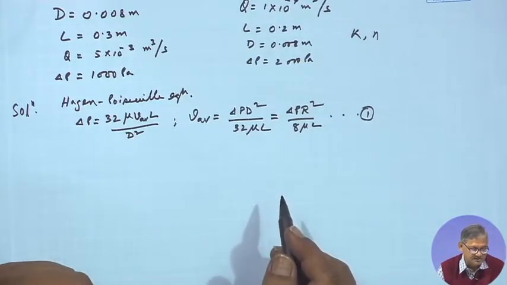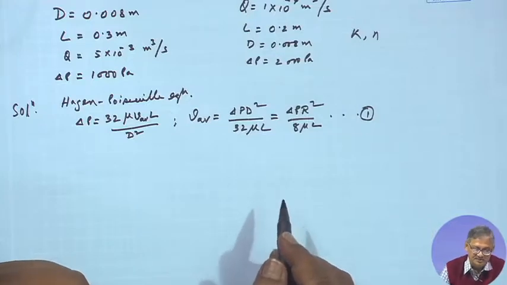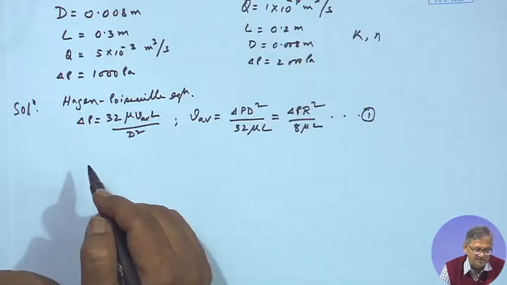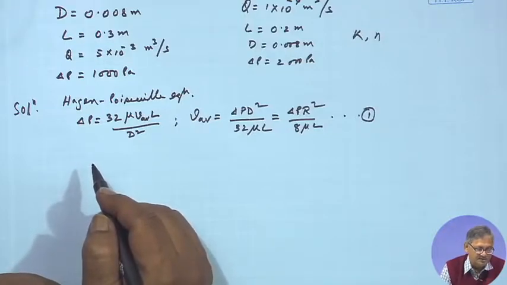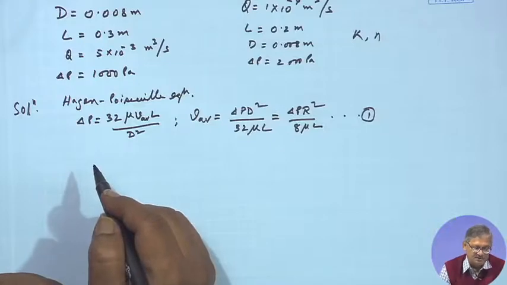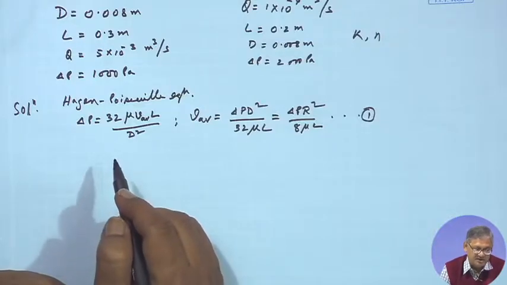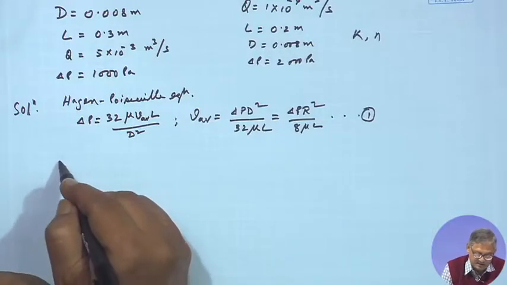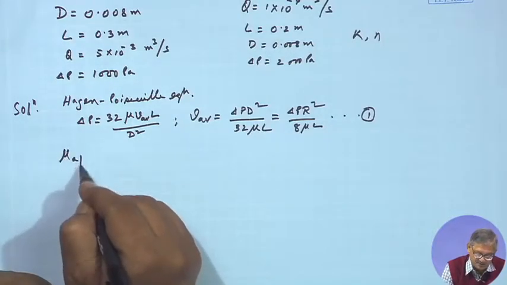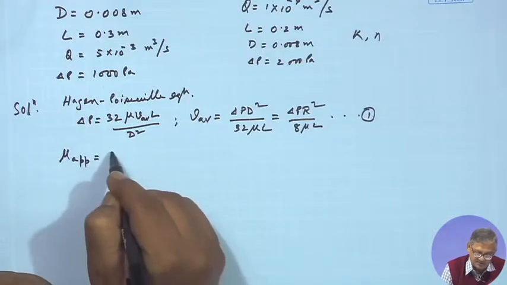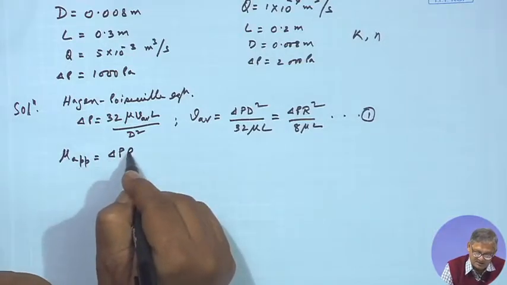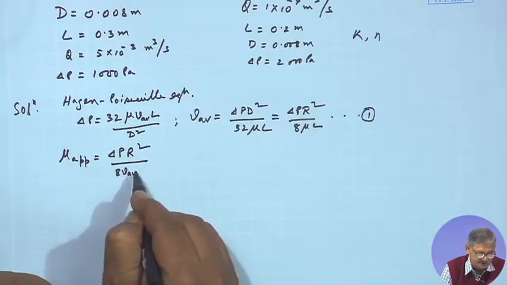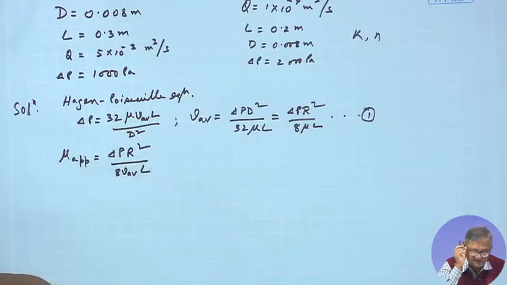Now, this equation can be used to determine the viscosity of a non-Newtonian fluid, if the viscosity obtained will be apparent viscosity, using a single rate of flow. In that case we can say mu apparent is equal to delta P R square by 8 V average into L, right.